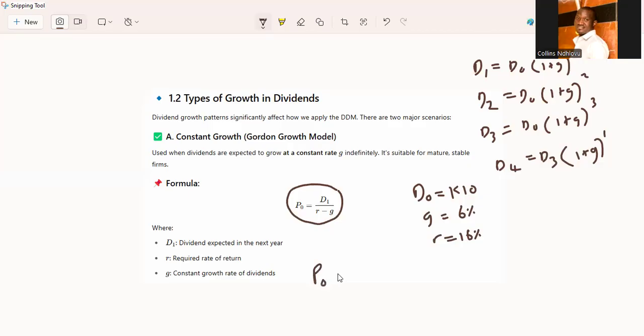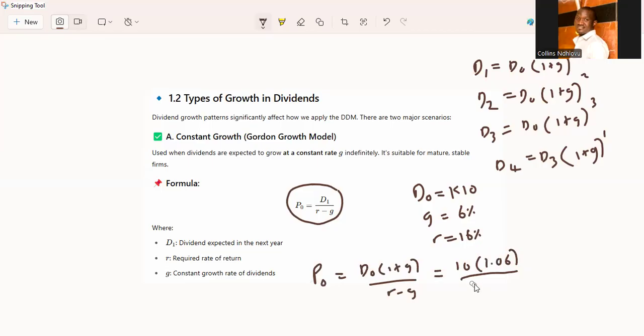Our value of stock, therefore, will be D1, which is given by D0, 1 plus growth, over the return minus growth. So in this case, our D0 is what? 10 kwacha. Our growth rate is 6% over 16%.